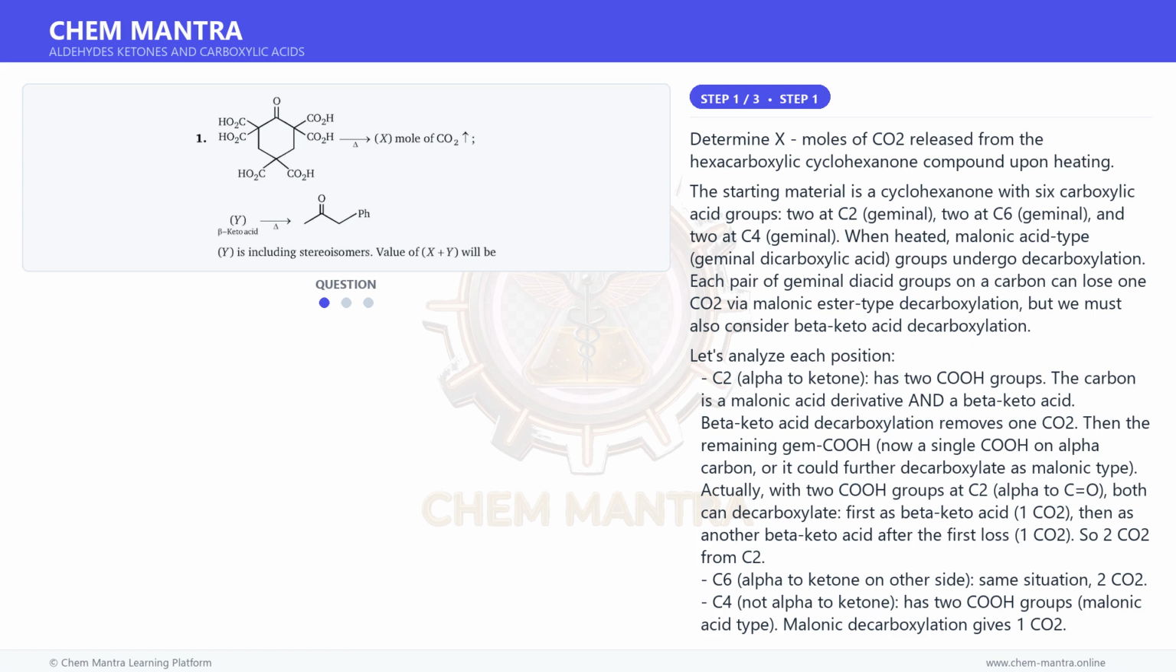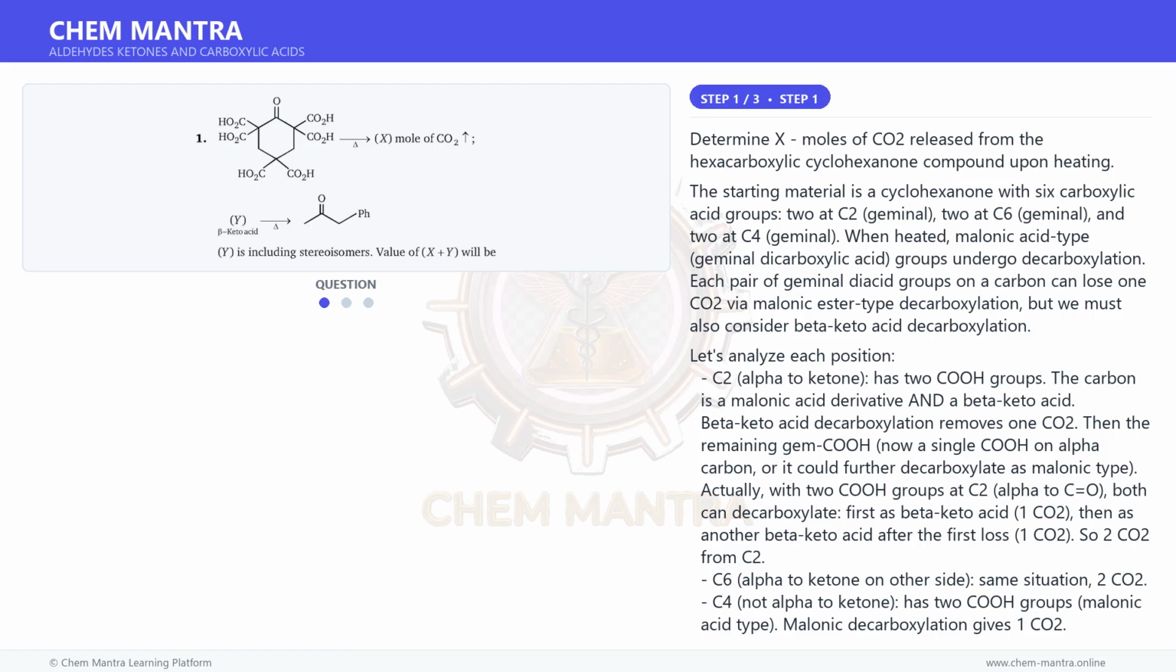C6, alpha to the ketone on the other side, is the same situation, 2 CO2. C4, not alpha to the ketone, has 2 CO2H groups, malonic acid type. Malonic decarboxylation gives 1 CO2. Total X is equal to 2 plus 2 plus 1, equals 5 moles of CO2.